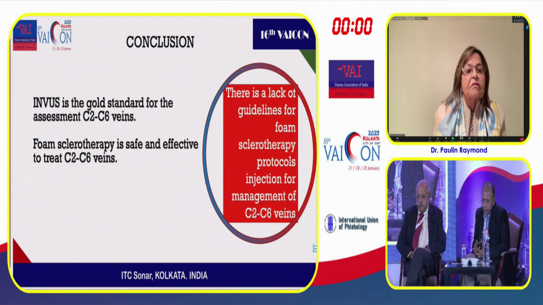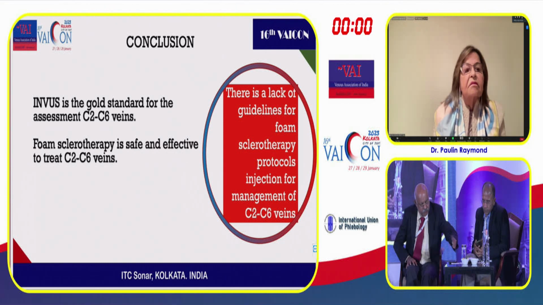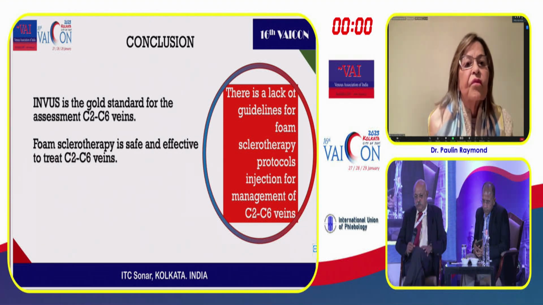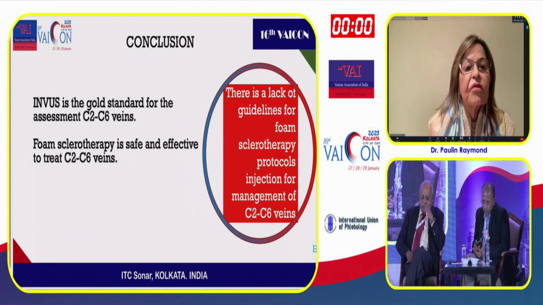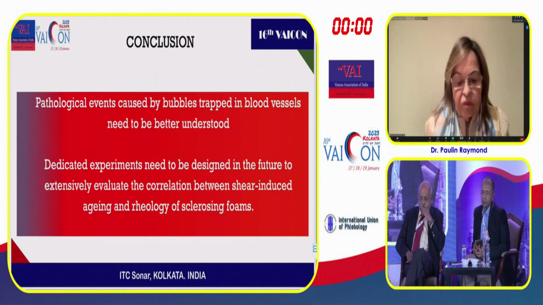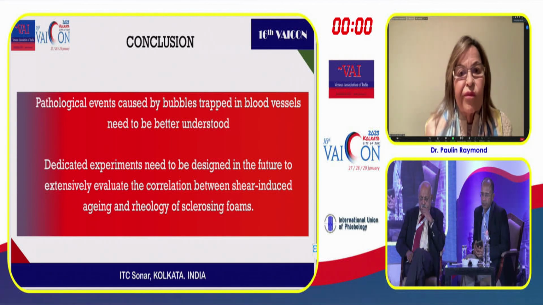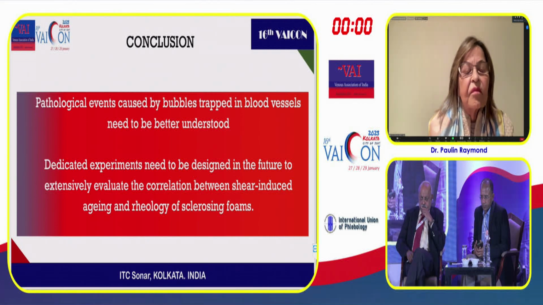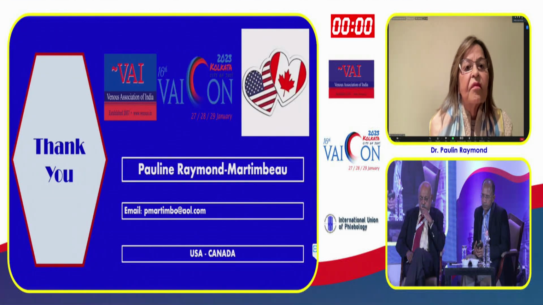In conclusion, INVIS is the gold standard for the assessment of C2-C6 veins. Foam sclerotherapy is safe and effective to treat C2-C6 veins. However, there is a lack of guidelines for foam sclerotherapy protocols injection for management of C2-C6 veins. Pathological events caused by bubbles trapped in blood vessels need to be better understood, and dedicated experiments need to be designed in the future to extensively evaluate the correlation between shear-induced aging and rheology of sclerosing foams. Thank you very much for your attention.